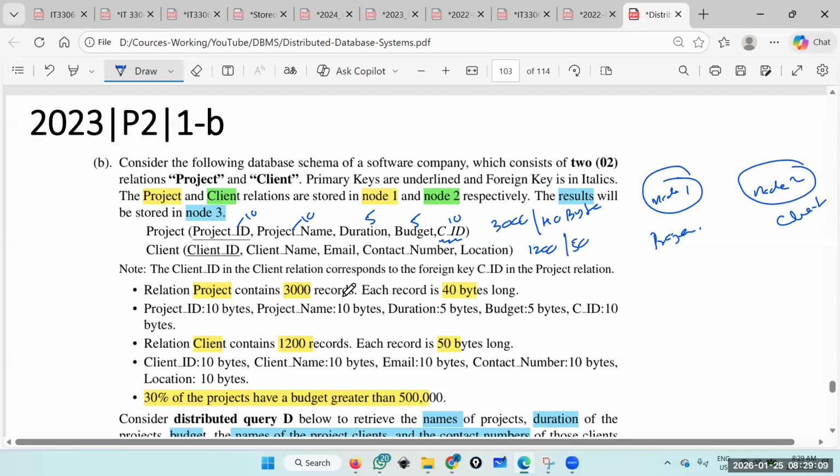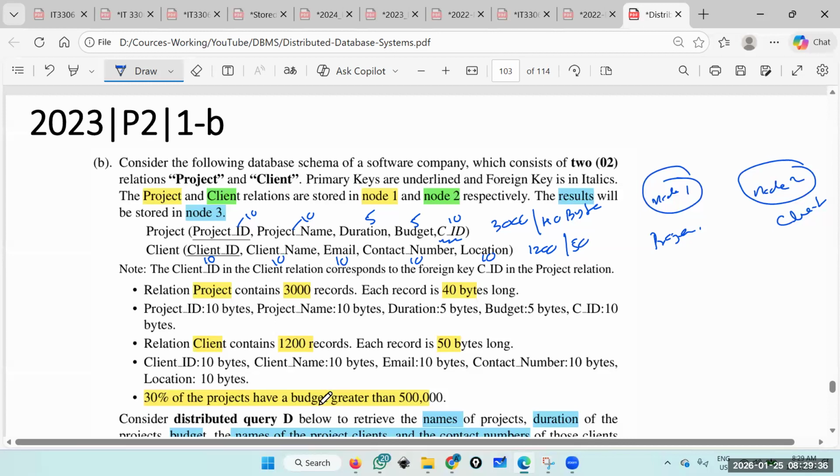Okay. So then client ID is 10 bytes. Client name is 10 bytes. Email is 10 bytes. Contact number is 10 bytes. Location is 10 bytes. Okay. So now you can forget about this because everything is there.